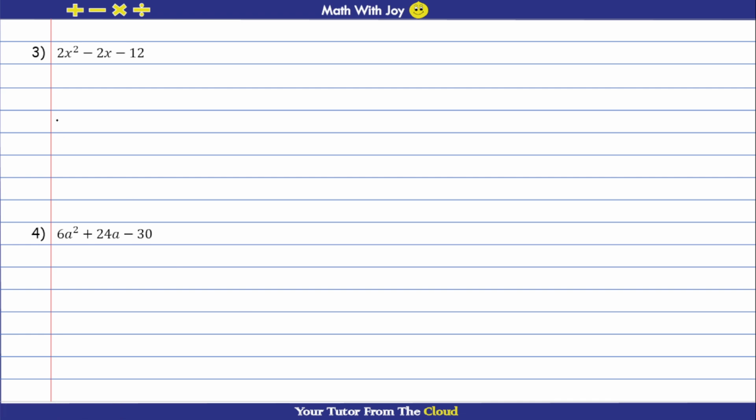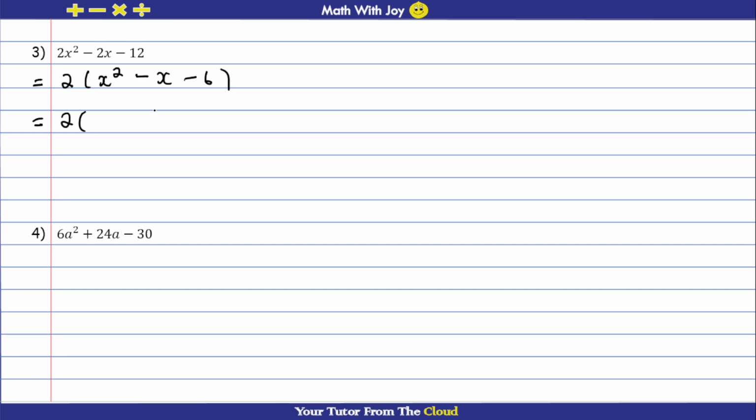All right, so let's keep practicing together. Remember, I'm naming these type 1, type 2, type 3. Before you even go to type 3, you must always check, can you do type 1? Which in this case you can. There's a common factor of 2. So we're going to take out a common factor of 2, and then we're going to have x squared minus x minus 6.